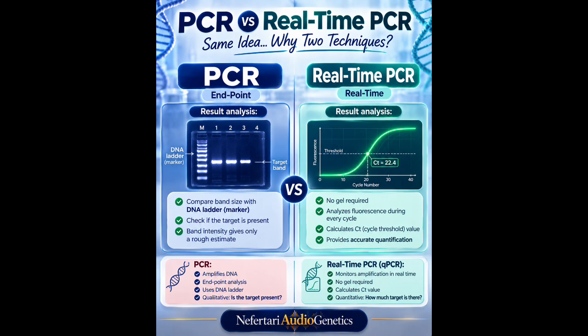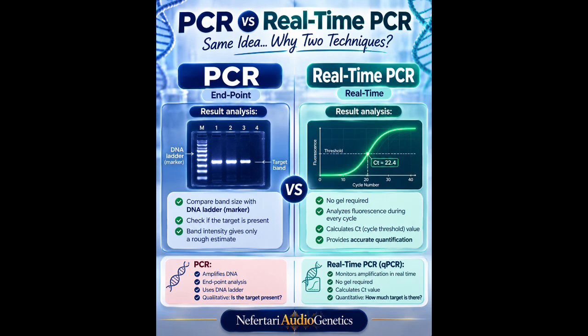So, conventional PCR is commonly used for cloning, genotyping, mutation detection, and confirming the presence of a DNA sequence, while real-time PCR is widely used for DNA quantification, gene expression analysis using RT-qPCR, pathogen detection, viral load measurement, and molecular diagnostics. So remember, conventional PCR amplifies DNA and usually shows the results after the reaction is complete.